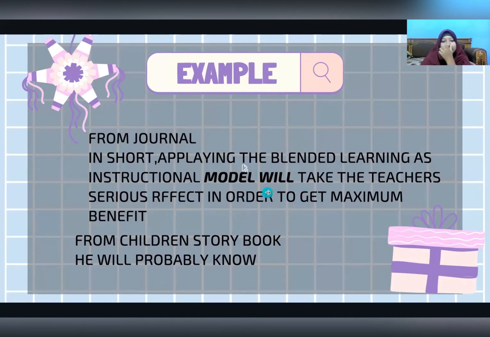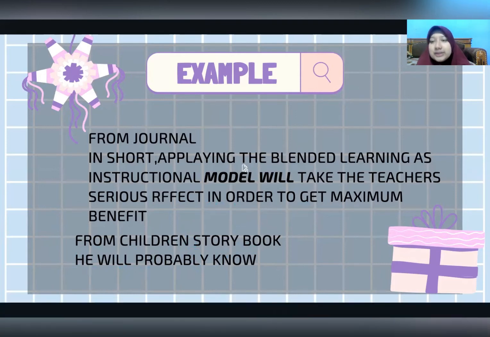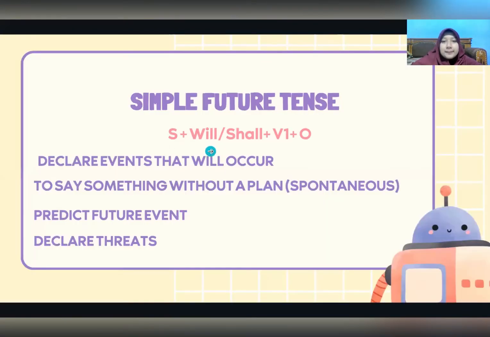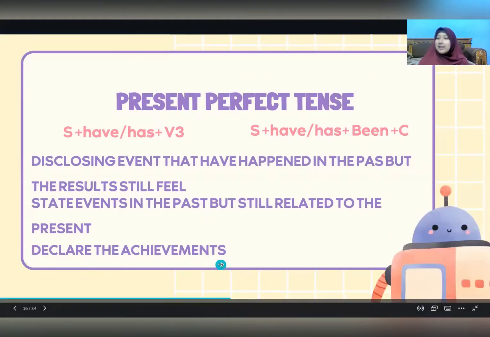And from the children's storybook, I got one. First, he will probably know. He will probably know. This sentence is included in the simple future tense because the function of the simple future tense is to predict a future event, that is, he will probably know. So let's go to the next tense.